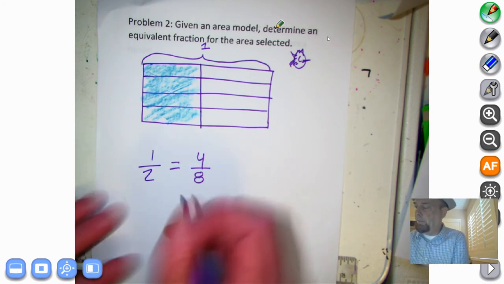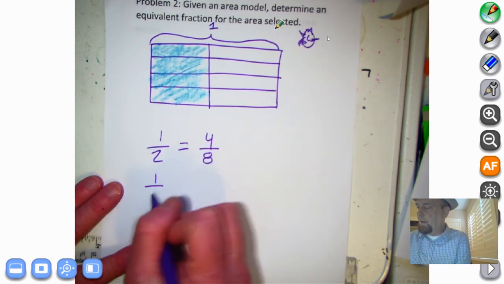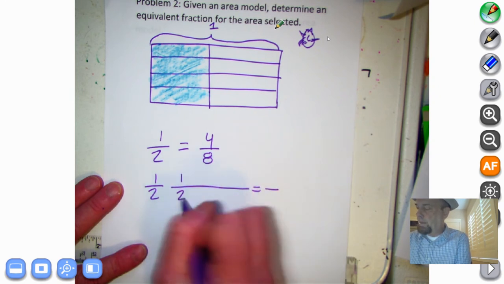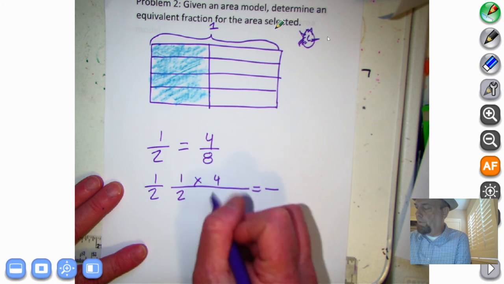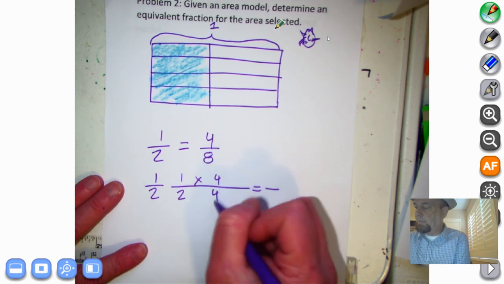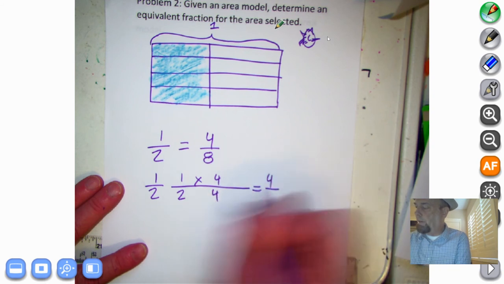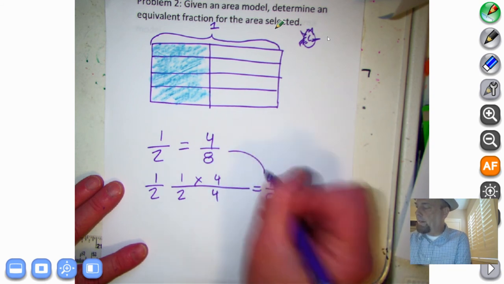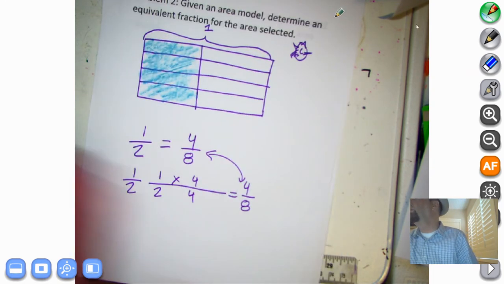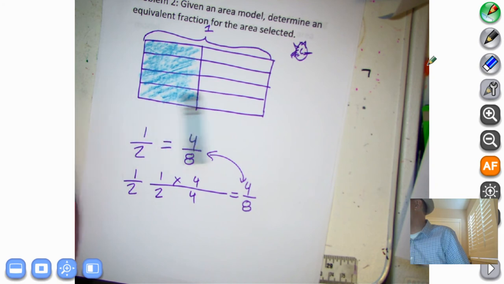Now, what if we were to multiply, okay? We'd say 1/2. In this case, we're going to multiply by 4/4, okay? Remember, this is just 1. When the numerator and denominator are the same, it's 1. 1 times 4 is 4. 2 times 4 is 8. And there we have it. 1/2 is indeed equal to 4/8. Let's continue.